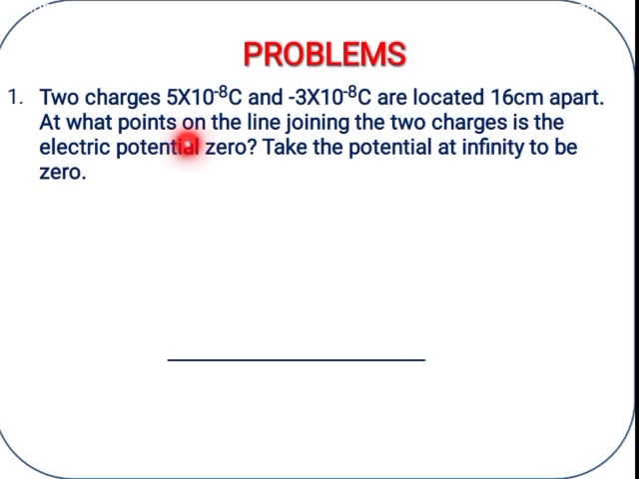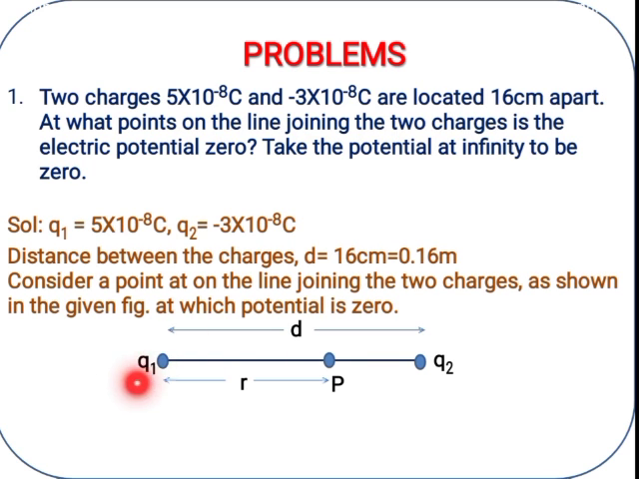Here there are two conditions. One is in between the line. Suppose we consider two charges, one charge q1, another charge q2. If we consider a point P between these two charges, what is the potential? And the second one, take the potential at infinity, meaning we consider the point P beyond this, outside the line joining where the charges are present.